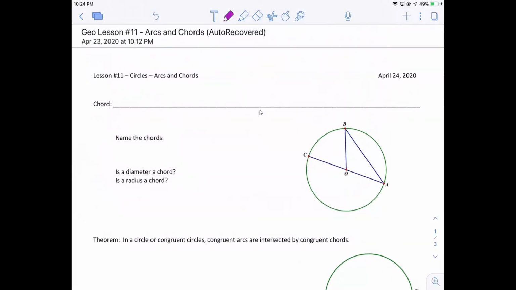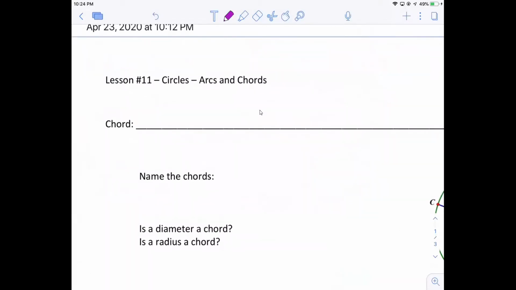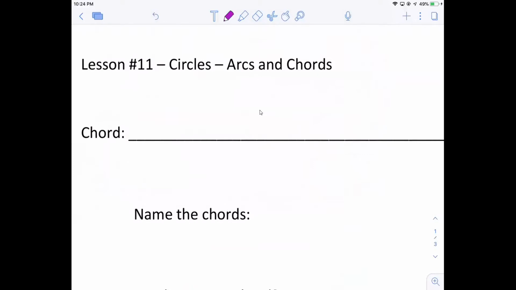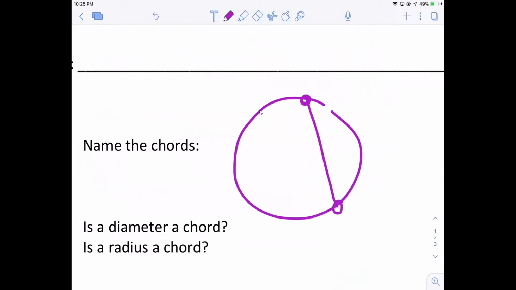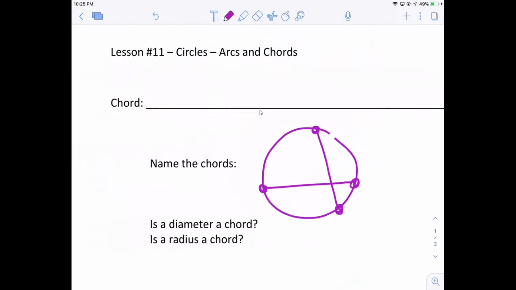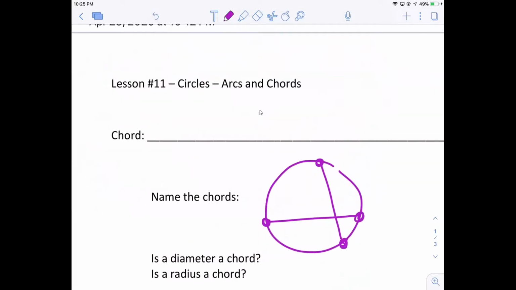But before we get to that good stuff, guys, we got to do some definitions, or actually just one definition, which is that of a chord. So what is a chord? Circles, they have chords. So if I draw a circle, that, for example, is a chord. This is a chord. So can anyone tell me the definition of a chord?